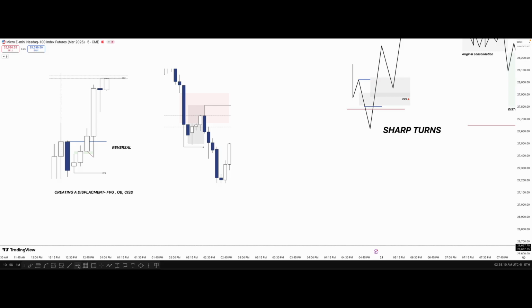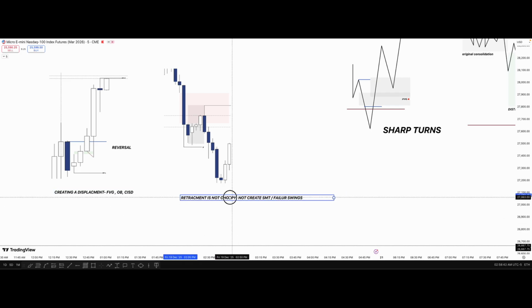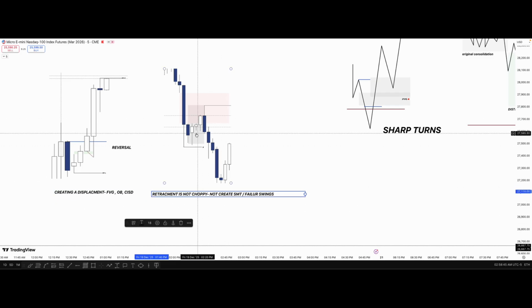So retracement में क्या होता है? Retracement is not choppy. It will not create SMTs or any sort of failure swings, right? It will not create any sort of failure swings. This is what it is, all right?